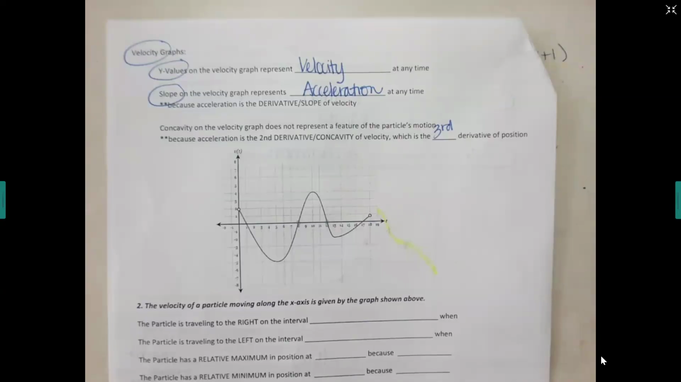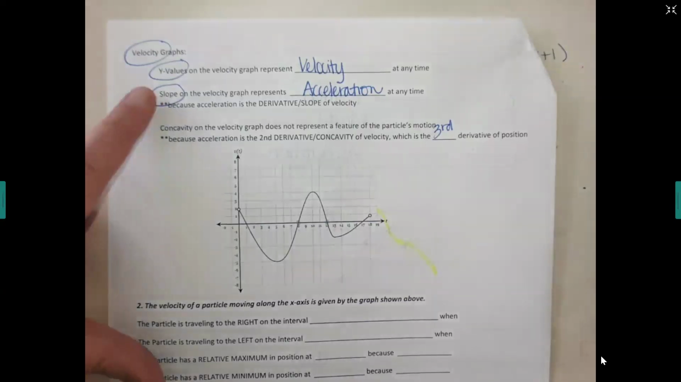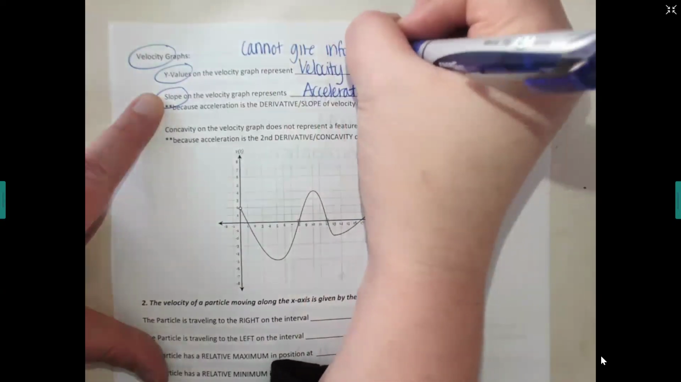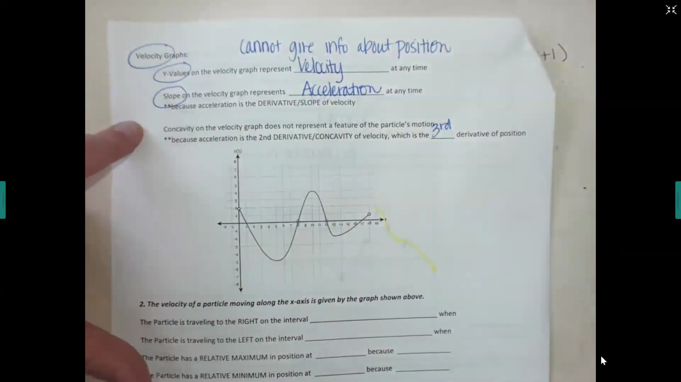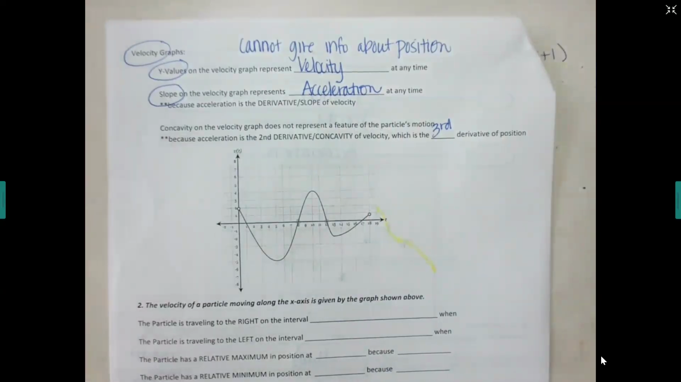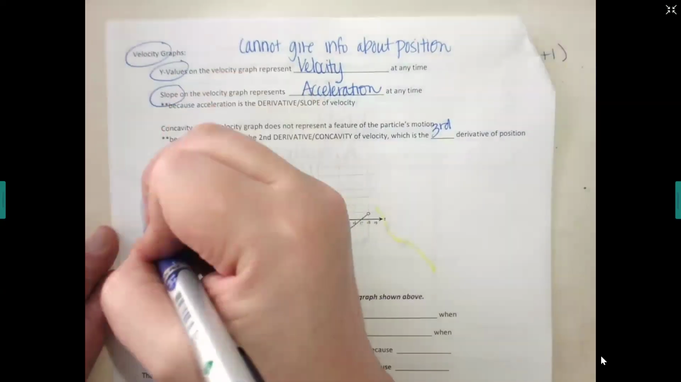Okay, what else is missing from this graph? Position. And remember, when you take the derivative, you lose a little bit of information. So this graph cannot give you position. When I'm looking at my velocity graph, it can no longer tell me anything about position. Okay, so let's look at our velocity graph.